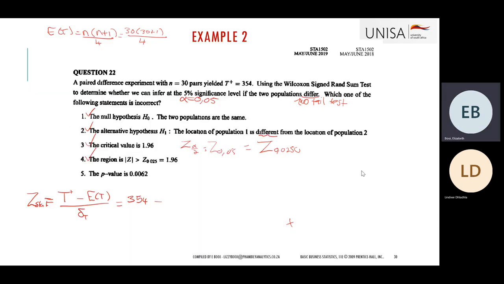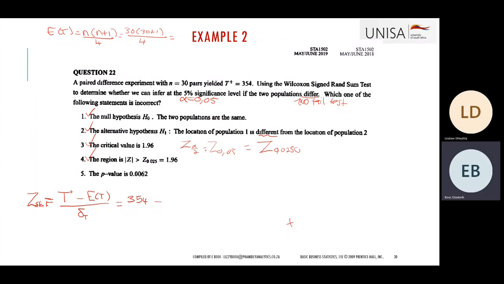See, they say 2 times is a charm. 30 times 31 divided by 4 is 232.5.